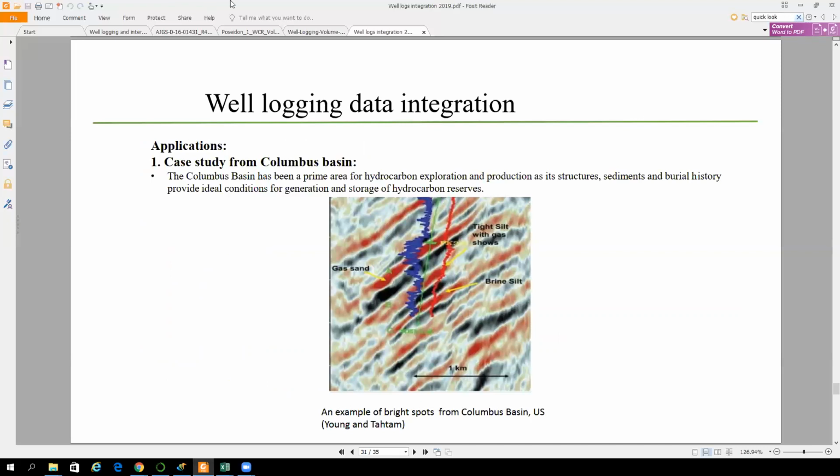So lastly, we will see some applications and some real examples. In this example, we have a case study from Columbus Basin in the US. So what do we have here? We have a seismic section. In this seismic section, we have gas sand, and we have silt or brine saturated silt, and we have tight silt with gas show. The seismic is showing them quite similar, and we cannot interpret them using the seismic alone.